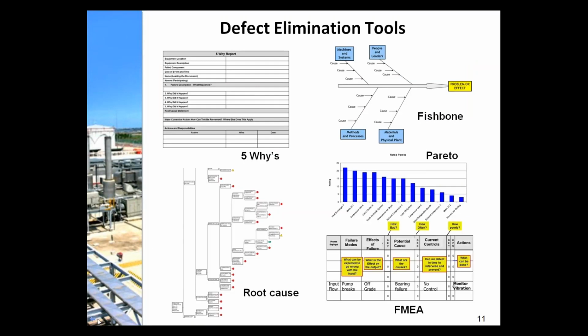There are many defect elimination tools, and I'm sure many of you on the call have used one or more of these: 5 Whys, root cause analysis, the fishbone, the Pareto analysis, or FMEA. They're all very effective root cause analysis tools that can be used, but the issue is you have to use them for the right type of issue, and that's what I'll be describing here in a moment.